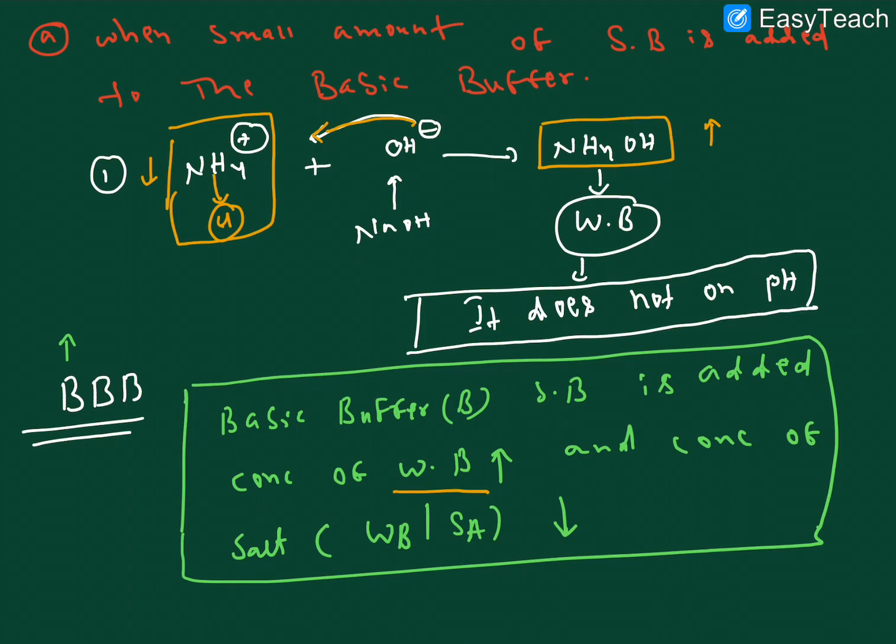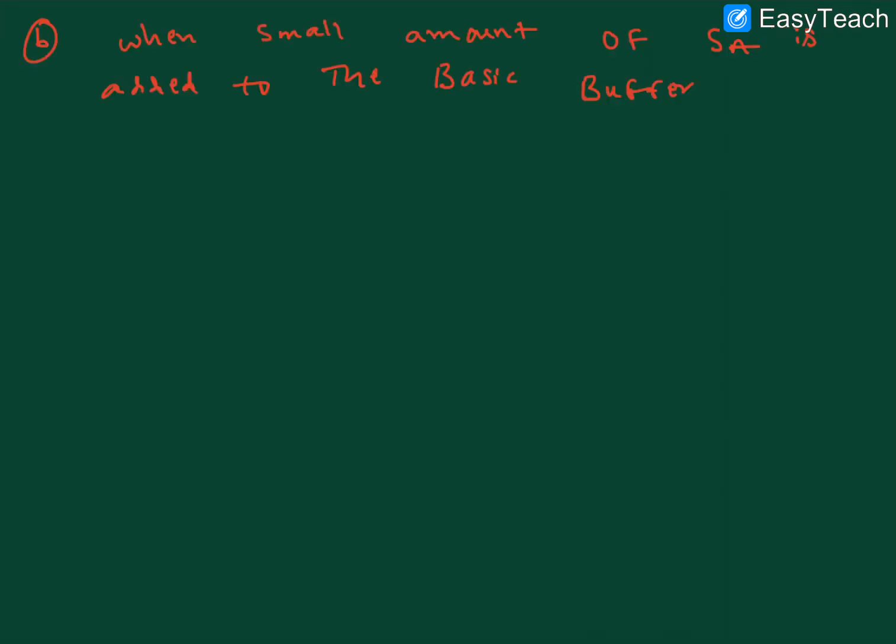In the basic buffer solution, when a strong base is added, the concentration of weak base increases, and the concentration of salt of weak base and strong acid decreases. I hope it is very clear. So that's why we can add a strong base to the basic buffer solution. It won't change the pH, up to a certain limit only. It's not for a large quantity, right? Small amount.